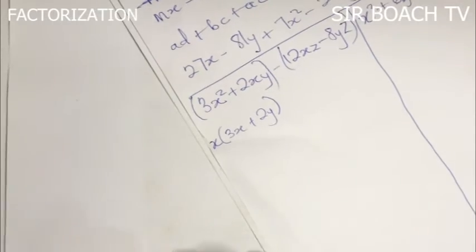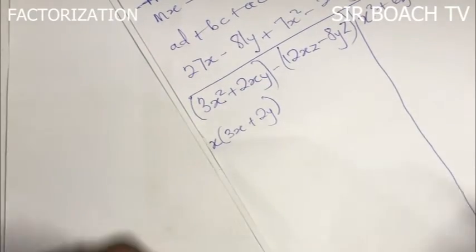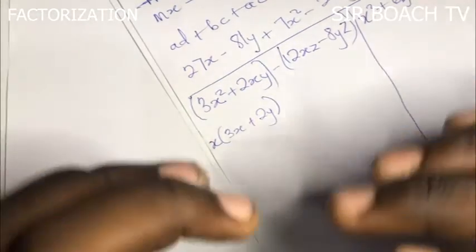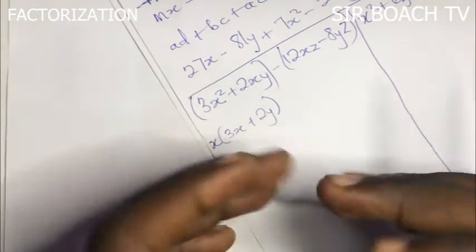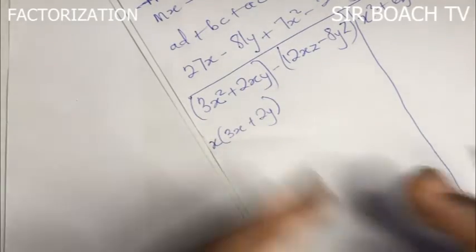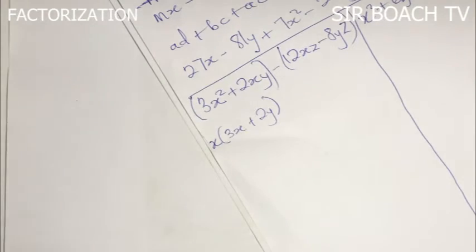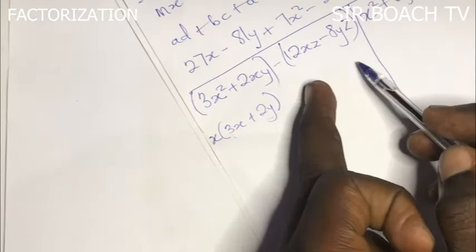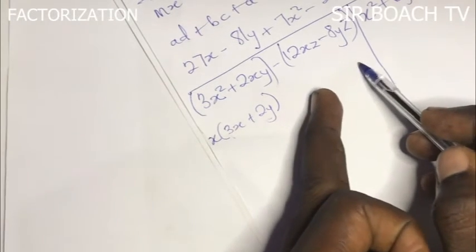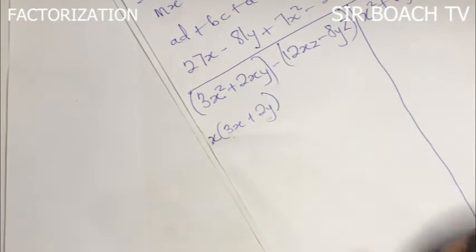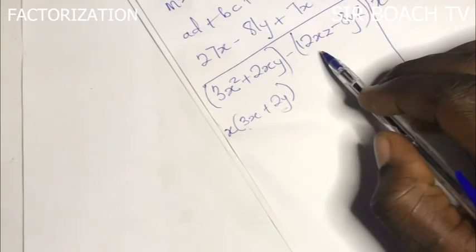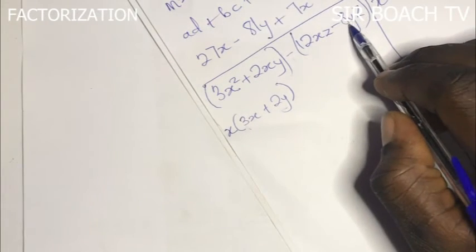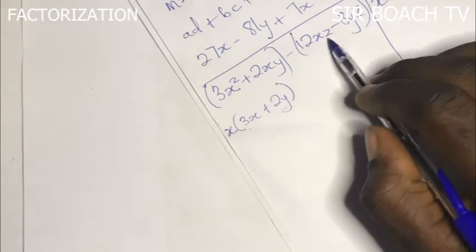Now mind you, when we are factorizing, the terms we get in the first bracket will be the same as the second bracket when we are dealing with type 2. So the one in the first bracket, I mean this one, will also be in the second bracket. The same thing will be in the second bracket. If not the same, you are wrong. Now on this side, you see we have 12 here, and we have 8 here. We have z and we have z.